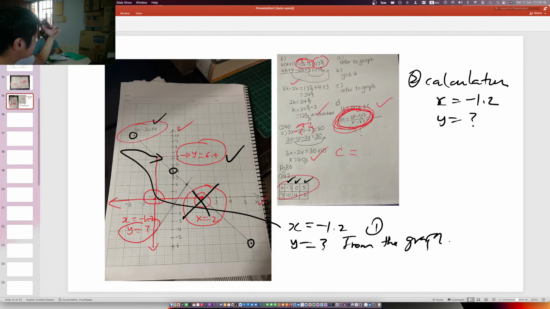Show me every single step, okay? The first step is not use calculator. You can do it here actually, just on a piece of graph paper. X equal to minus 1.2, y equals to question mark. Can you see from that distance? Yes. Okay, good.